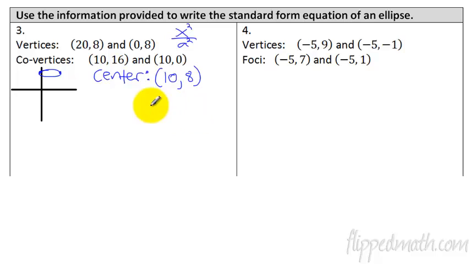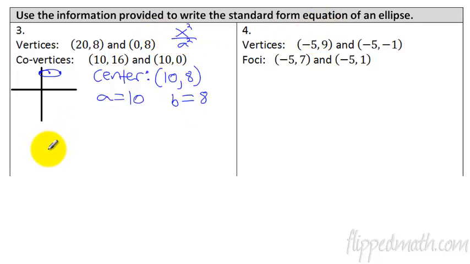But these problems are going to be so basic and easy because they're on a horizontal or vertical line. How far is it from the center 10 to a vertex that's at 20? And the y values are the same. Well, that's easy. A is going to equal 10, from 10 to 20 or from 10 to 0. Let me write what the b value is. The b value is from a covertex to the center. So here, in this case, the 10s are the same. How far is it from 16 to 8 or from 0 to 8? Well, that's an 8.